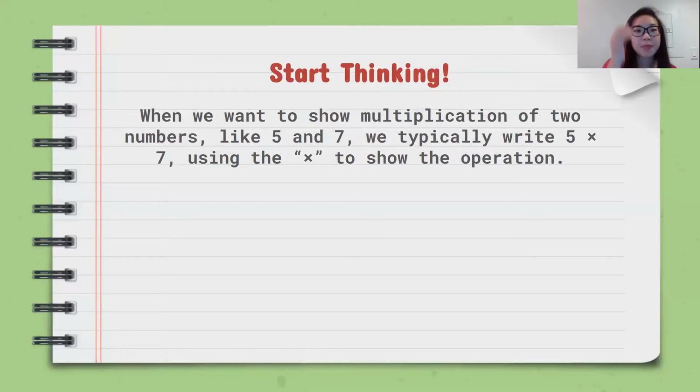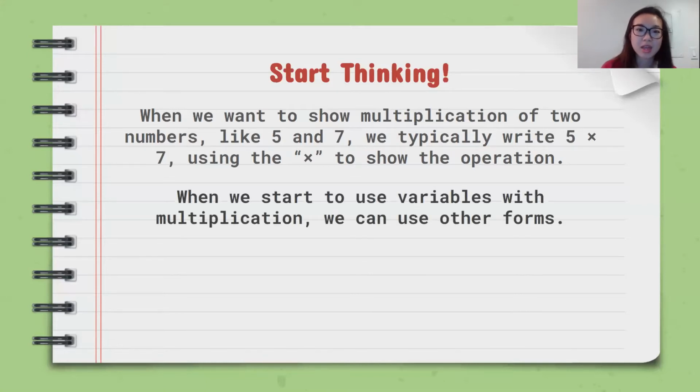So let's start thinking. When we want to show multiplication of two numbers like 5 and 7, we typically write 5 times 7 using the X to show the operation. When we start to use variables with multiplication, we can use other forms. Those forms are A times B using the little X. We can use the dot, which also means multiplication, but then you won't get confused with a variable that could possibly be an X. And then you can put them next to each other.